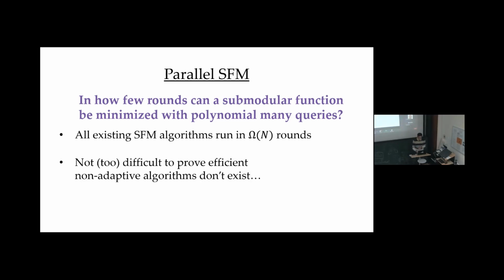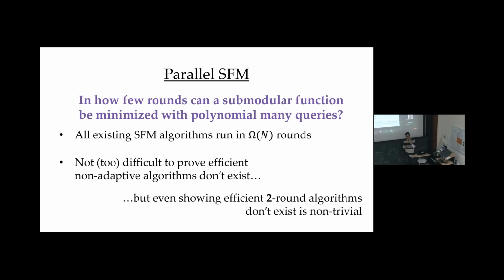Now, it turns out that it is not very difficult. In fact, if you spend maybe half an hour on this, you can prove that if you're non-adaptive, if you're making only 1 round, then you basically have to make exponentially many queries. On the other hand, even proving that with 2 rounds you cannot do better is not trivial. And that's because the questions depend on the previous round's answer, and the possibility of algorithms explodes already. So even this is not trivial.